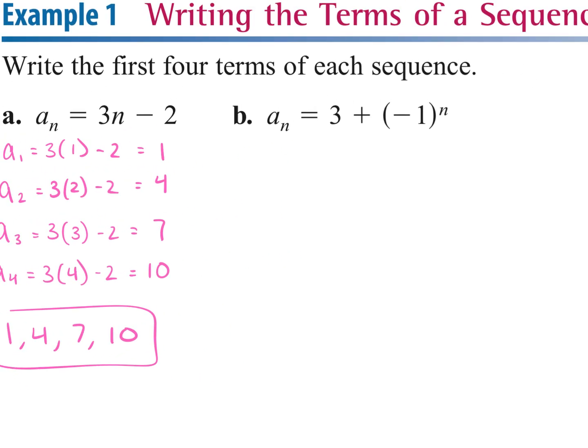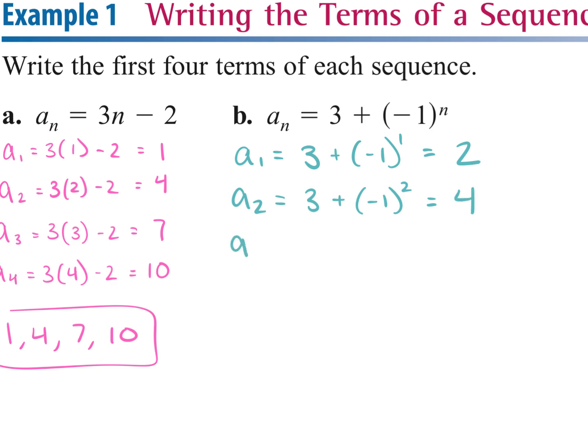Let's do the same thing for B. So I want to find my first term, a sub 1. I'm going to plug 1 into my n. So we have 3 plus negative 1 to the power of 1. Negative 1 to the power of 1 would be negative 1. So 3 minus 1 would be 2. We plug in 2. We have 3 plus negative 1 to the power of 2. What's negative 1 to the power of 2? Positive 1. So 3 plus 1 would be 4.